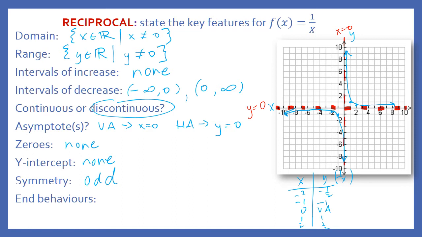End behaviors, as x goes to infinity, as I go to the right, y approaches 0. As x goes to negative infinity, so as my graph goes to the left, my function also goes to 0. Max or min? None.